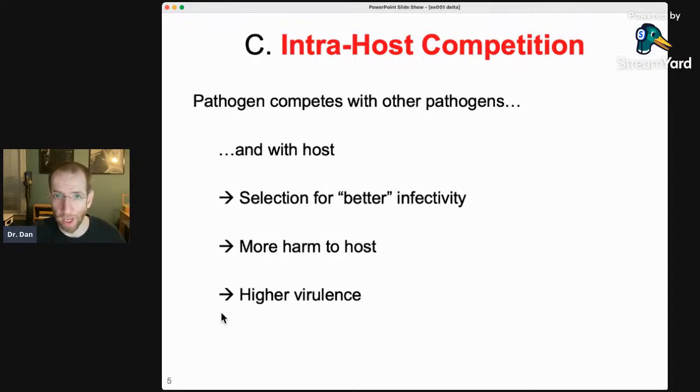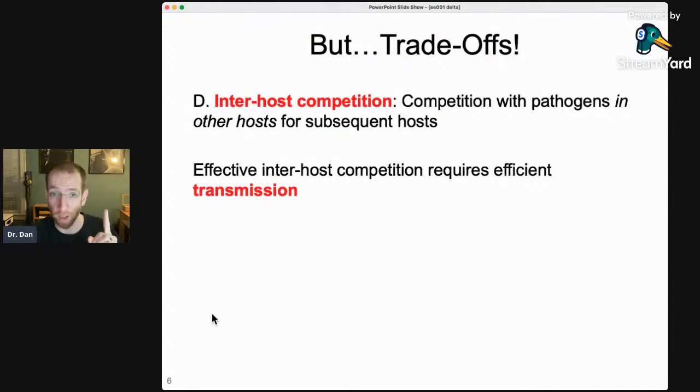So in general, and we're speaking tonight in general rules, general themes, right? There's always, in biology, exceptions to everything, but we're speaking in general themes. In general, intra-host competition to be a better competitor within a single host leads to higher virulence, right? It leads to characteristics of that virus that make the host sicker. Okay, but there's a but, because there's always a but. There's always something else going on here.